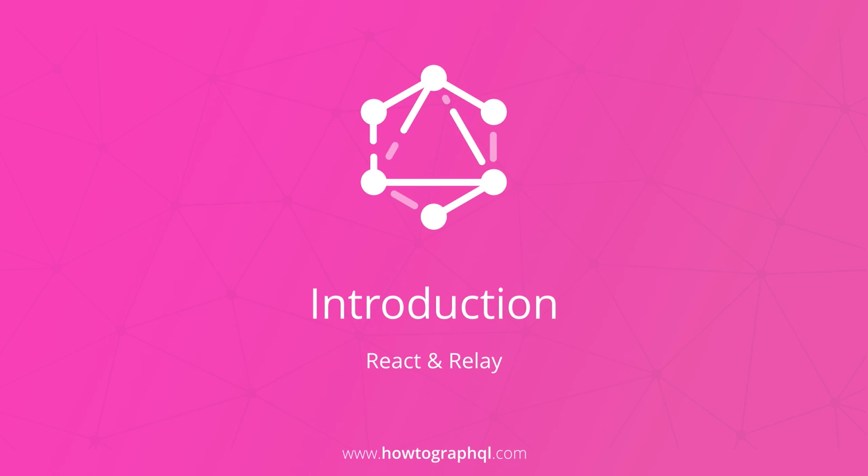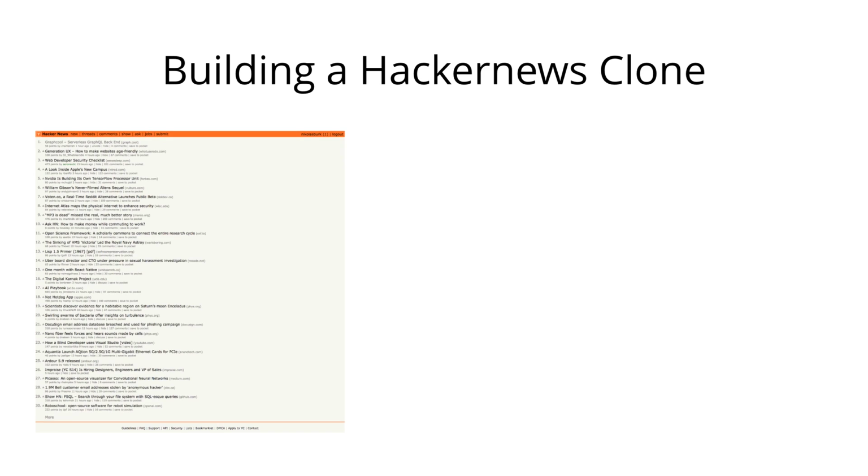Welcome to the first chapter of the React Relay tutorial on how to GraphQL. In this tutorial, you're going to build a simple Hackernews clone that has the following functionality. First, you're going to be able to display a list of links to the users, just like in the regular Hackernews app. You'll also build a login feature into the app so that users can authenticate.